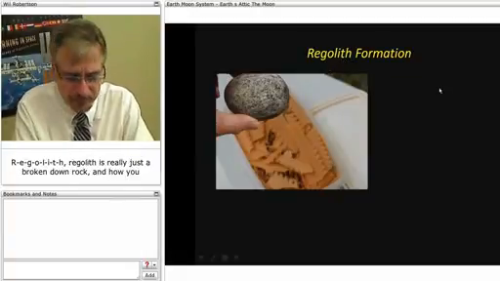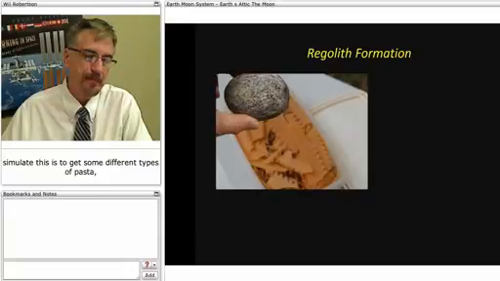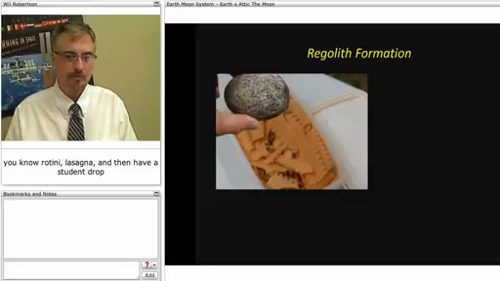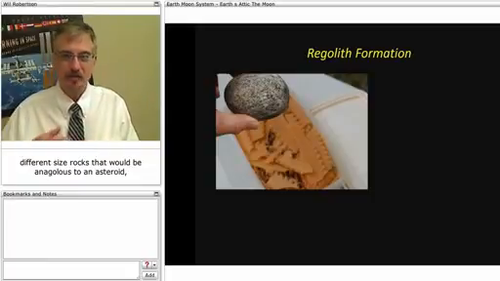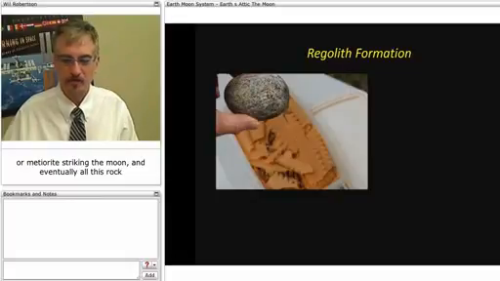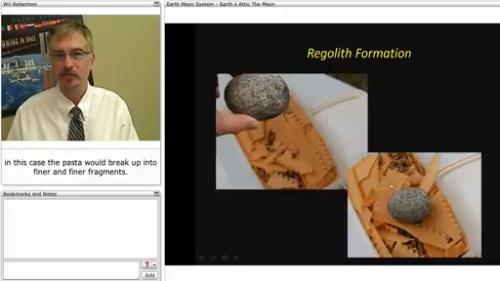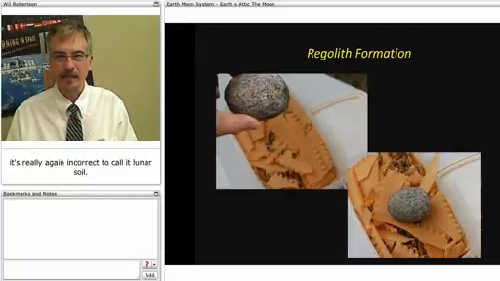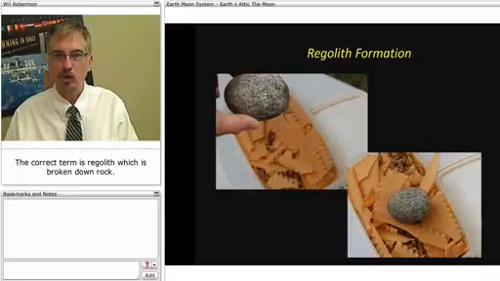Regolith is really just broken down rock. And how you simulate this is to get some different types of pasta, rotini, lasagna, and then have a student drop different size rocks that would be analogous to an asteroid or meteorite striking the moon. And eventually all this rock, in this case the pasta, will break up into finer and finer fragments. And that's basically what the lunar surface is like. It's really incorrect to call it lunar soil. The correct term is regolith, which is broken down rock.